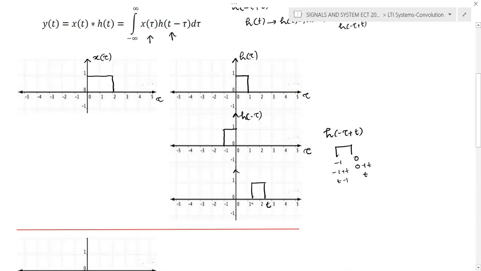So let it be t here and t minus 1. The signal amplitude is 1. This is h of minus tau plus t. With respect to t, the signal can be shifted towards right or left. So for the time being I will draw it here. Now we have x of tau and h of minus tau plus t. Now we need to perform the convolution integral equation for different values of t.